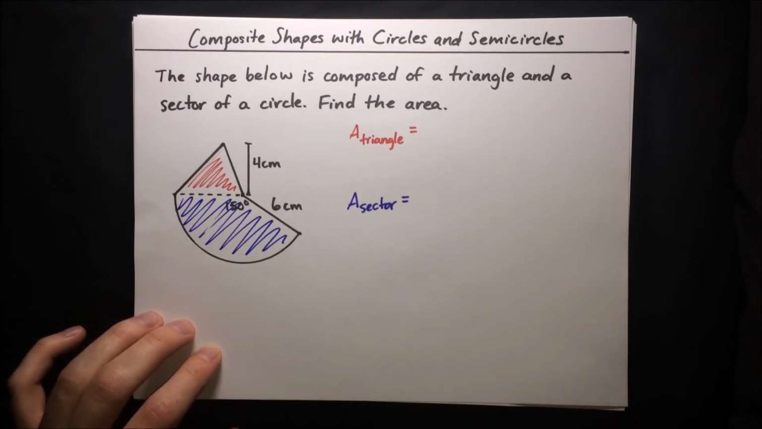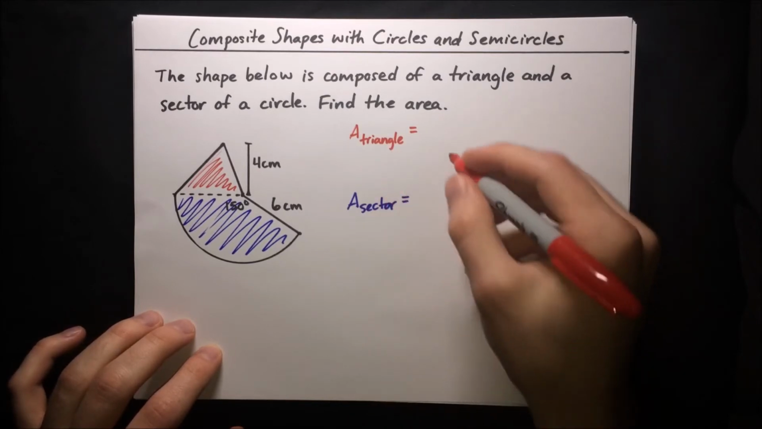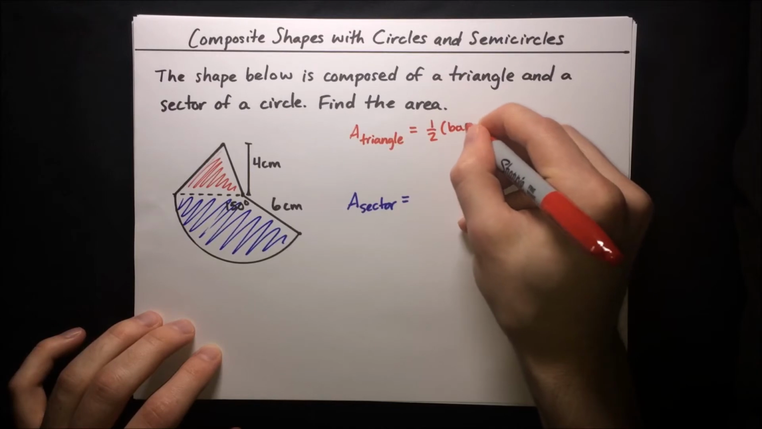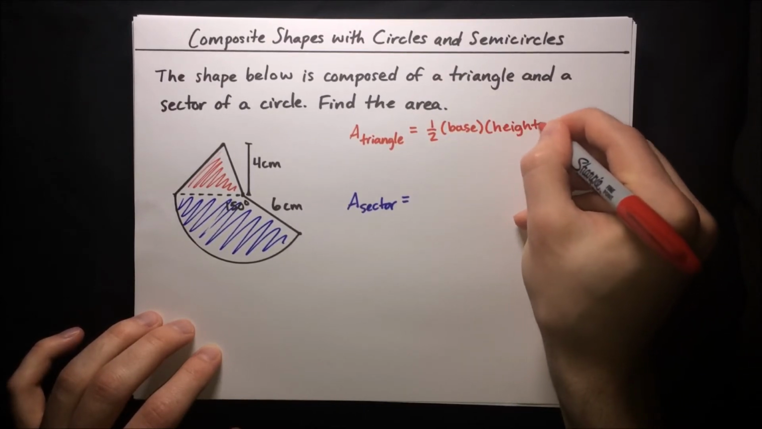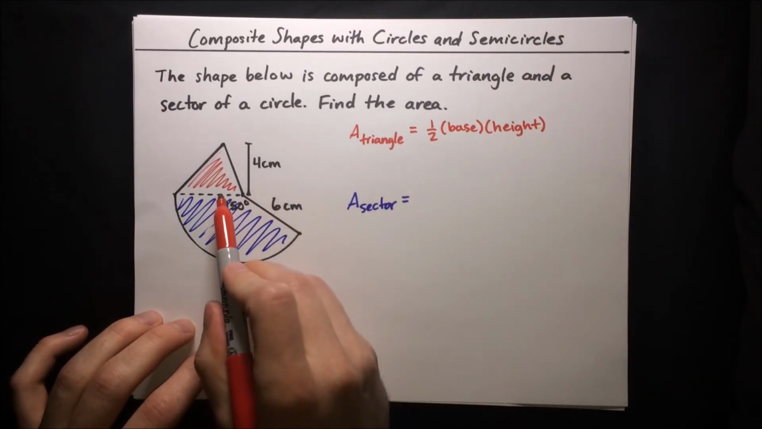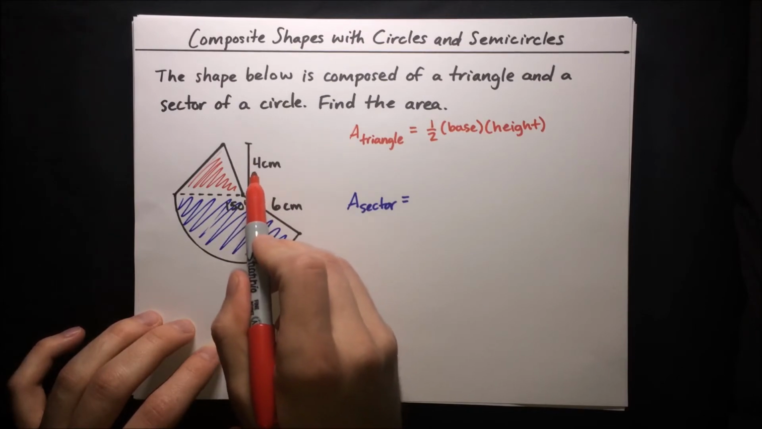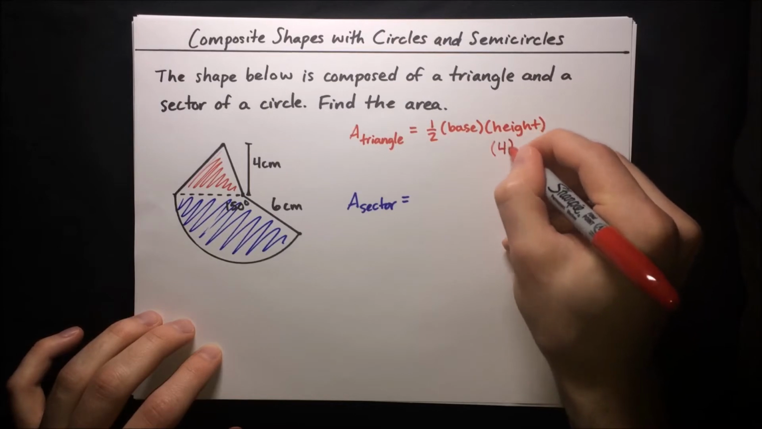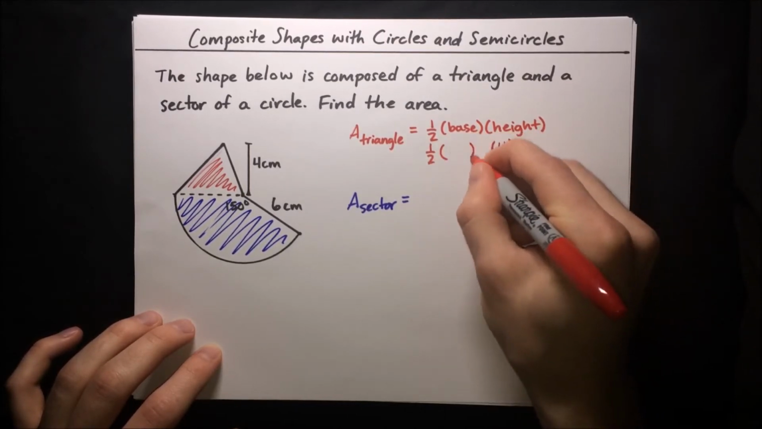Okay, so first of all, the area of the triangle. Area of a triangle, remember from before, we already know that's a half times the base times the height. So now we just need to figure out what are the base and height for this triangle. Well, we're given the height here. The height is very clearly marked. It's just 4 centimeters. So let's put in 4 for the height. And we've got a half here. And then what is the base?